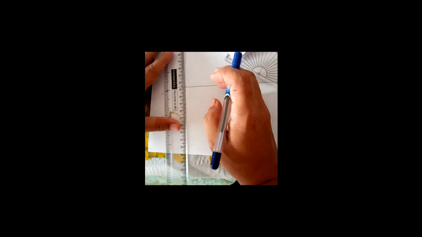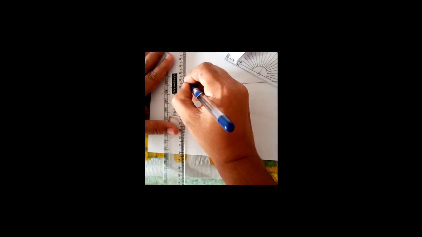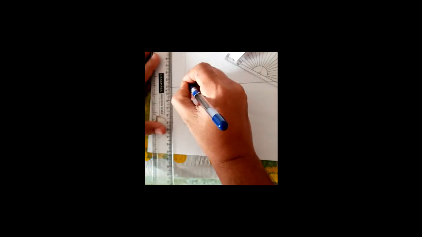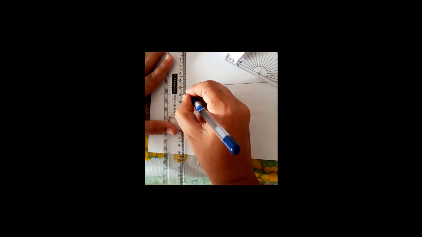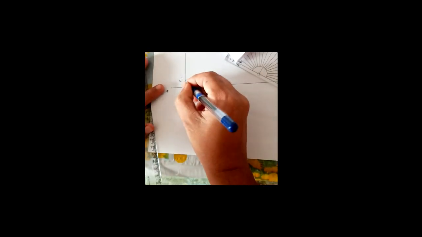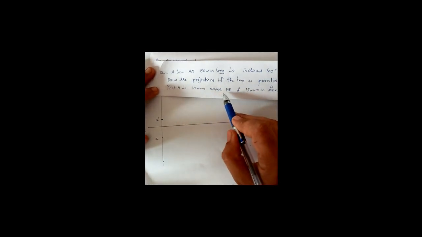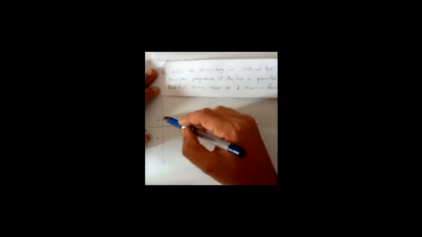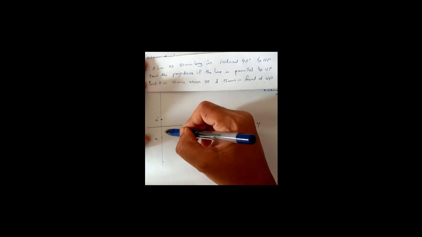10 mm above means measure 10 mm on the scale. So 10 mm here above HP. This is A dash, and 15 mm below XY line, that is A. So A dash is 10 mm. Always remember. So our question is point A 10 mm above HP means A dash 10 mm above XY line, front view, and point 15 mm in front of VP means point A 15 mm below XY line.